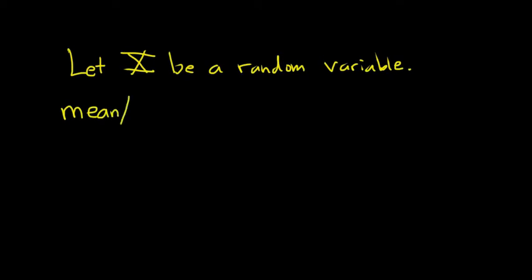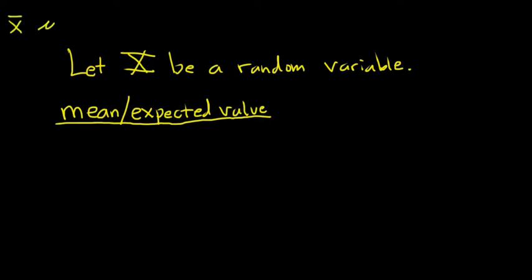So the mean takes on a new name. It's also called the expected value. And we'll talk about why it's called that when we do an example. It's actually pretty cool. So the mean slash expected value of a random variable is defined as follows. First of all, we have to decide what notation to use. We can either use x bar, that's for the sample mean, or we can use mu, that's the symbol for the population mean. So it turns out that the symbol that people use is mu.